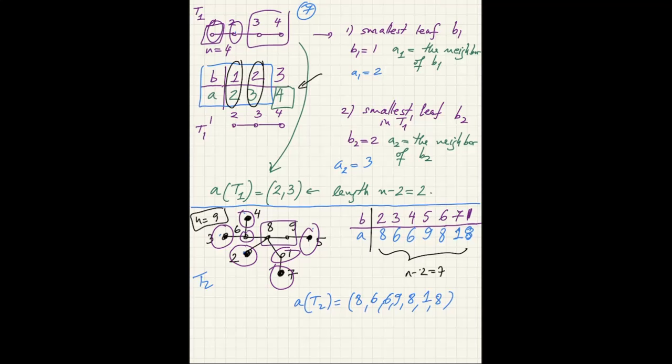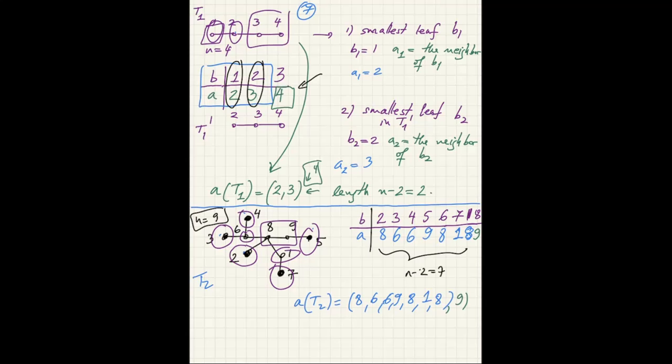At the end, we end up with 8 and a 9. And what is the smallest leaf there? Well, clearly it's 8. And the vertex adjacent to it is 9. So you see, technically speaking, this Prufer code actually has one more entry. So I'll put a 9 at the end, and I'll put a 4 at the end of the other one.